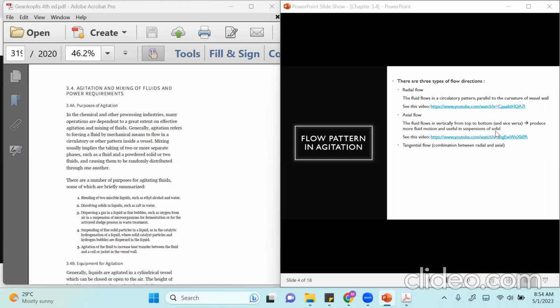So if radial flow is parallel to the curvature of the vessel wall, the axial flow is where the fluid flows vertically up and down. And since it flows vertically, it produces more fluid motion, and it is useful for suspending solid inside a liquid. You can see this video to compare the two, radial flow and axial flow. Then the third one is tangential flow. Tangential flow is actually the combination of radial flow and axial flow.